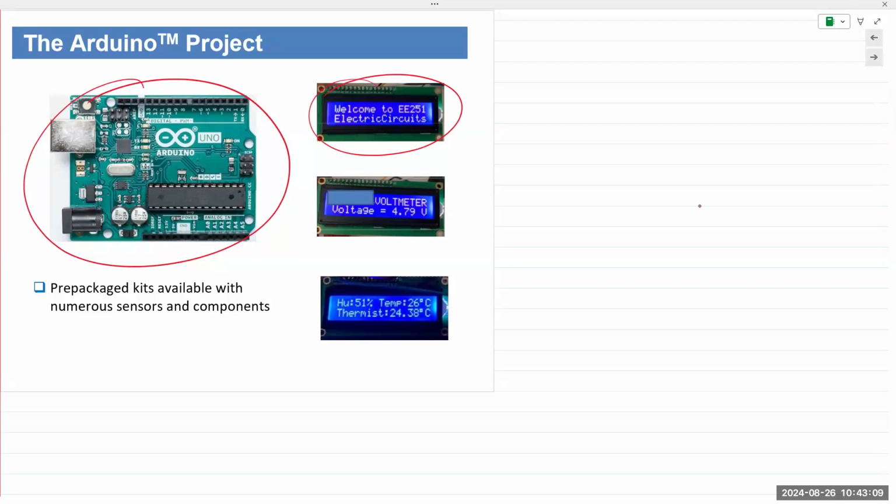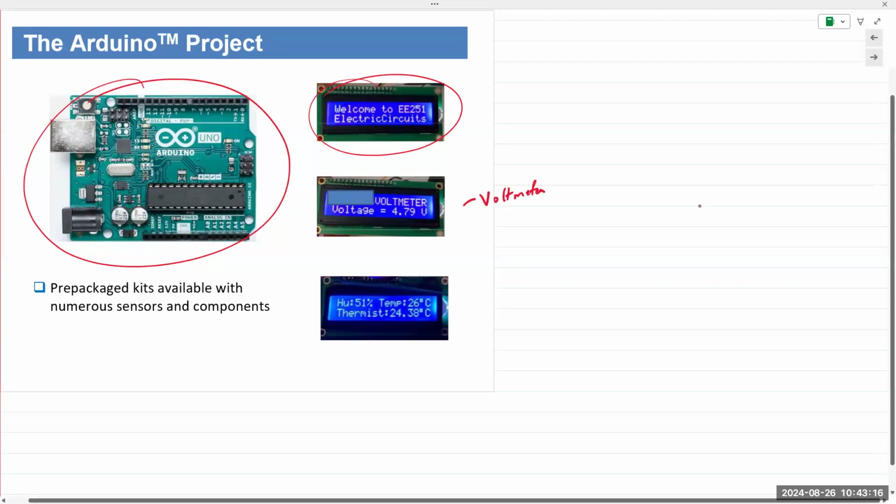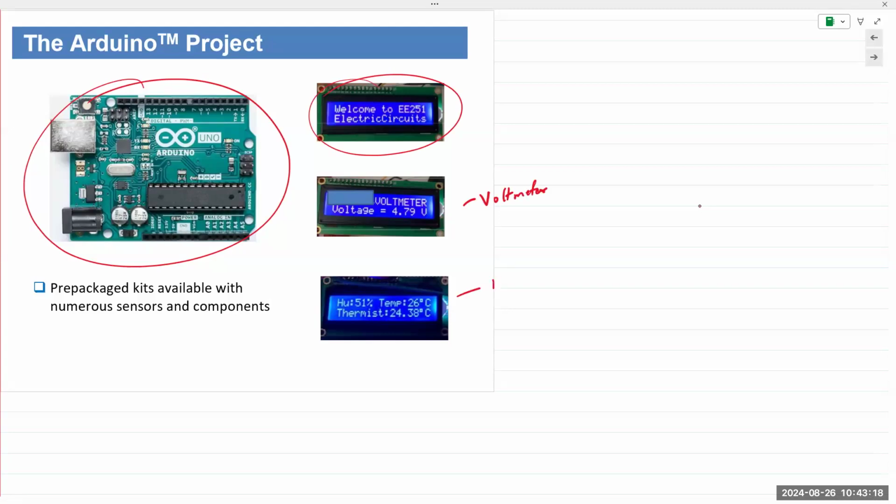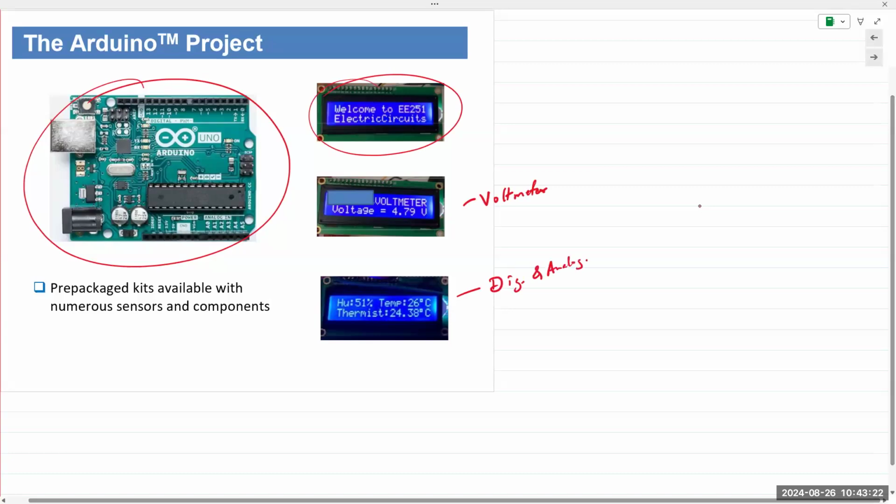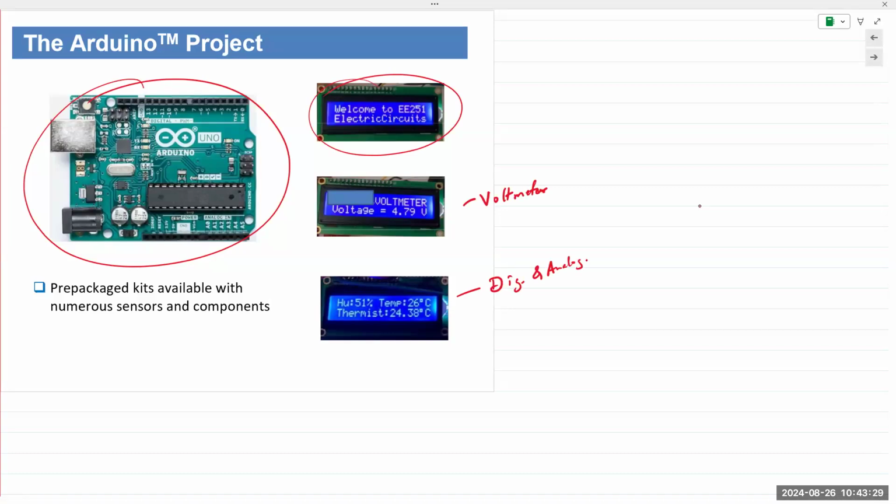So we did a few separate functions where we used the Arduino as a voltmeter and then interfaced digital and analog sensors to it, temperature sensors. And so it would measure the humidity, the temperature, and display it on the LCD display. In fact, I actually did have it, it's right here. I had a program running temperature measurement with a temperature sensor on that Arduino.